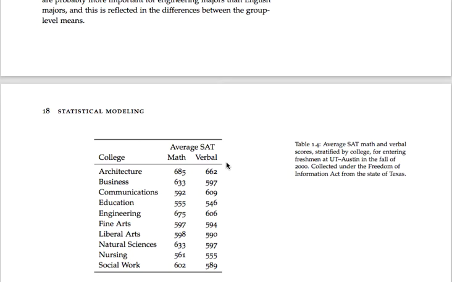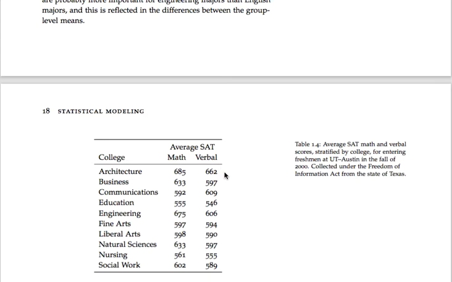In fact, they're all students who entered the University of Texas in the fall of 2000 and then went on to graduate within the next 6 years with their bachelor's degree. And we've got several pieces of information about them. First of all, which undergraduate college did they graduate from? And here are the 10 undergraduate colleges at UT. And then their SAT math and verbal scores.